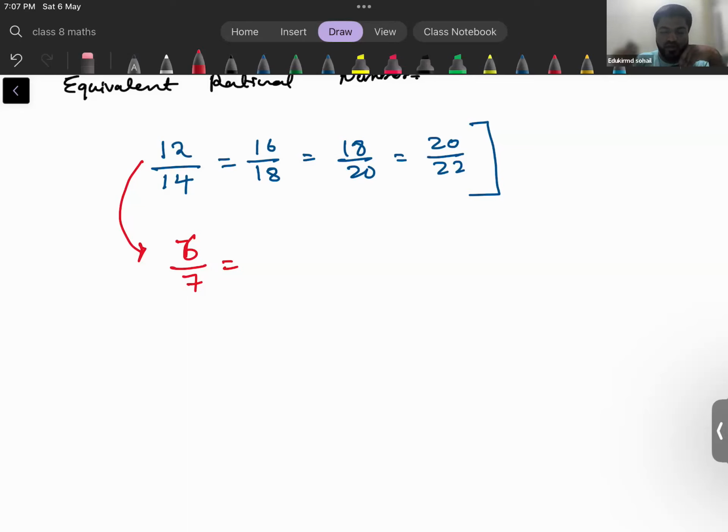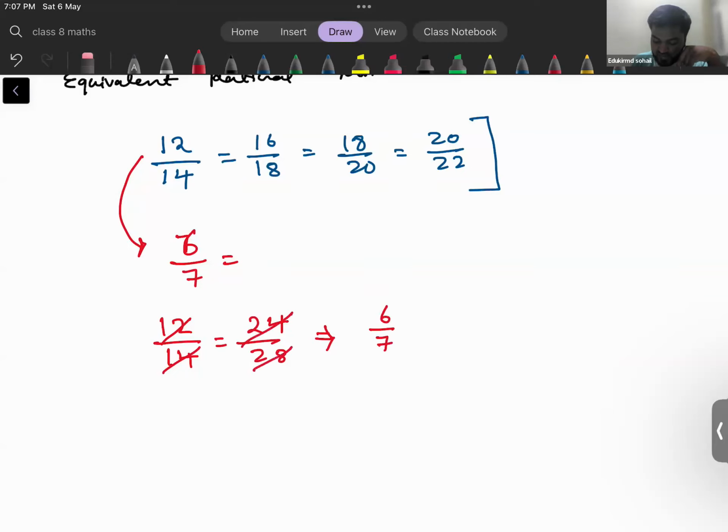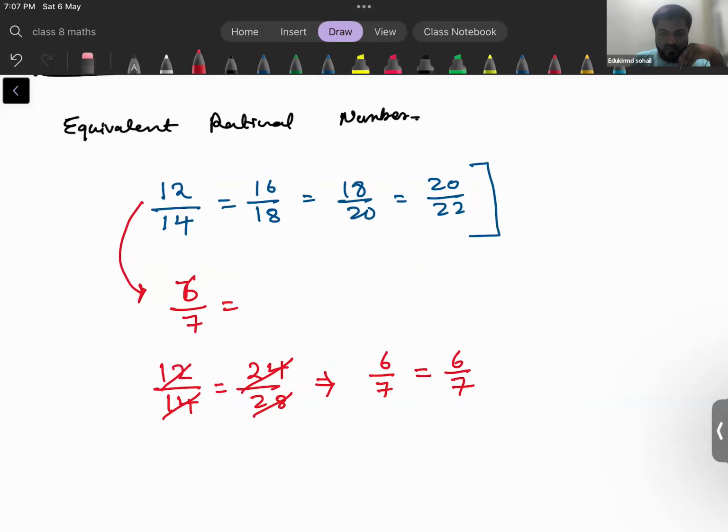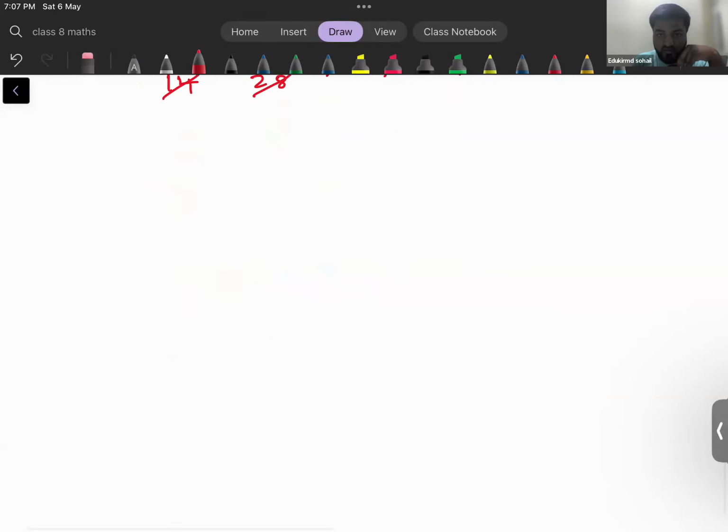The condition for equivalent rational numbers is that the simplest form of the numerator and denominator has to be the same. If I were to write 12 by 14 and 24 by 28, in this case, we will find that the simplest fraction is equal. 12 divided by 14 will give you 6 upon 7, and 24 divided by 28 will also give you 6 by 7, right? Right, Ifra? Yes.